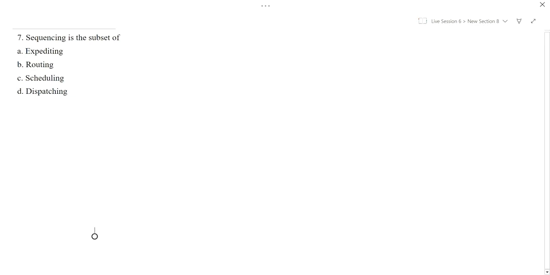Sequencing is the subset of which of the following? Okay. So sequencing, just as we saw in the previous example, is basically determining the order of the sequence of processing the jobs at a facility, plant or machine. Okay. Yes. Correct answer is C.